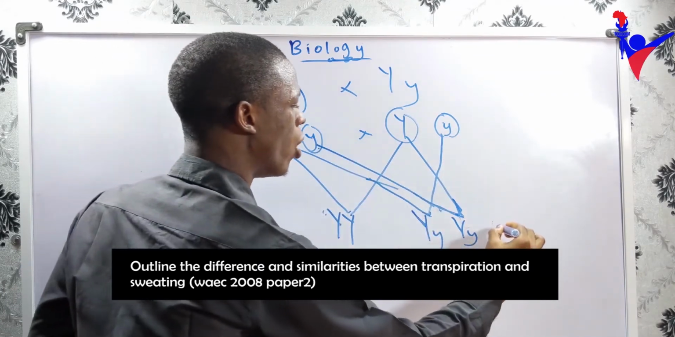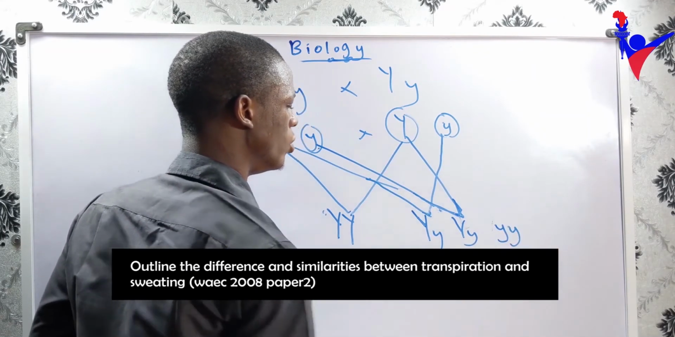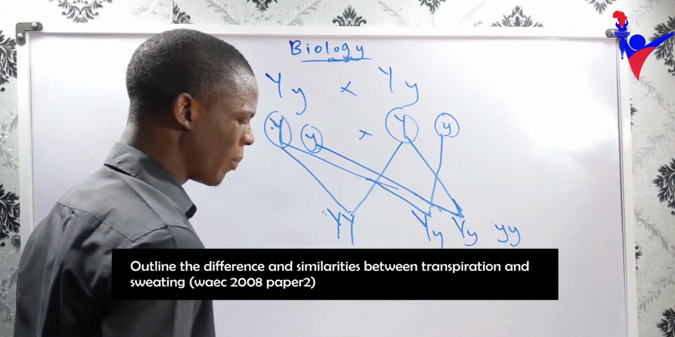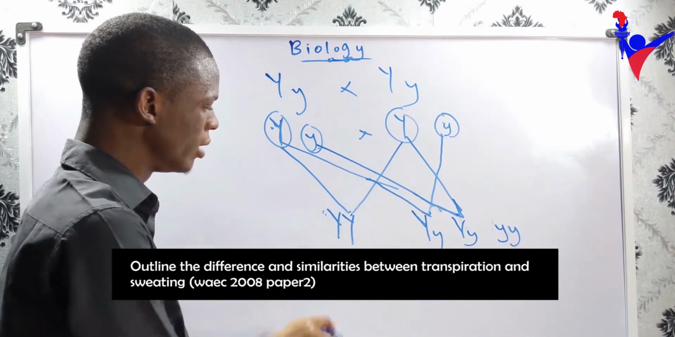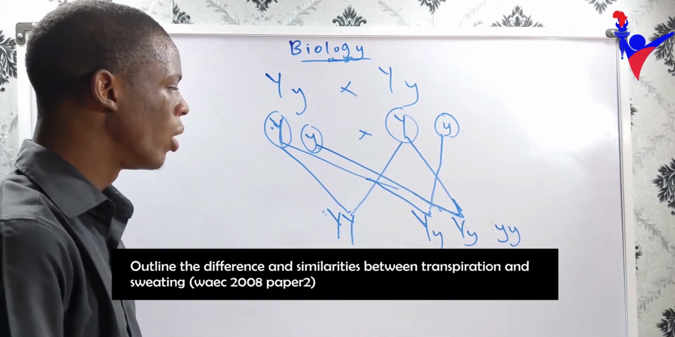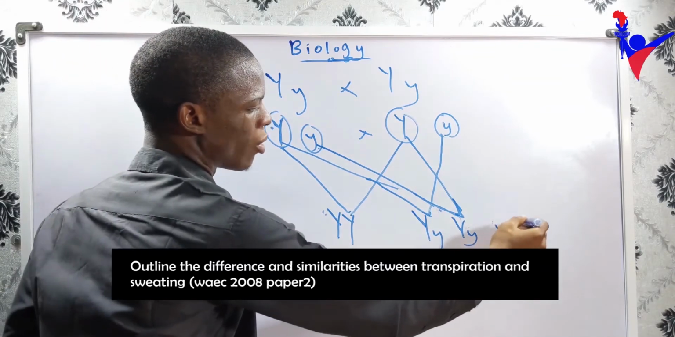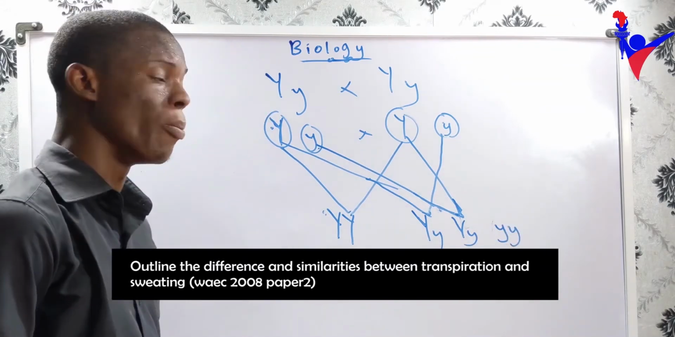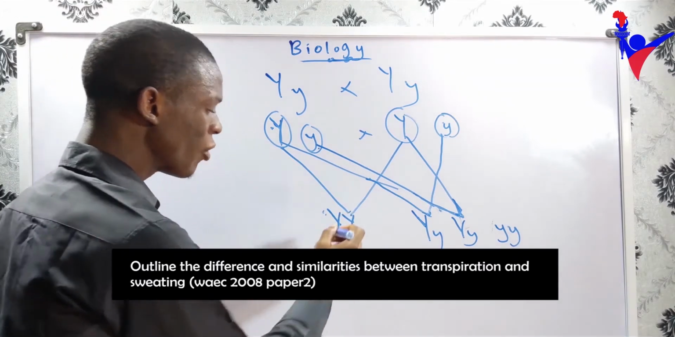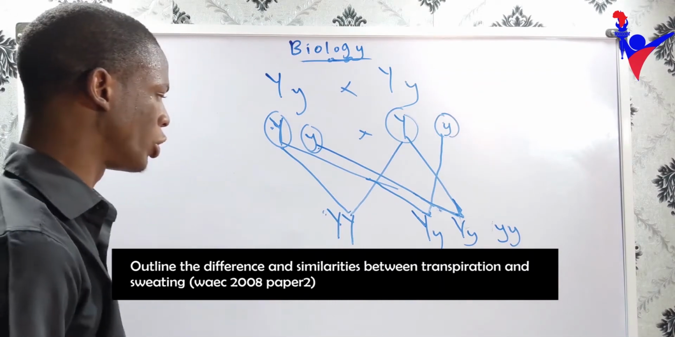When you cross this very well, we have the last one to be what? y and y. So from here you have the probability of the offspring being homozygous yellow, heterozygous yellow, or having another color which is not yellow, maybe white. Yes. So from here we are asked for the what? Genotypic ratio and the phenotypic ratio.